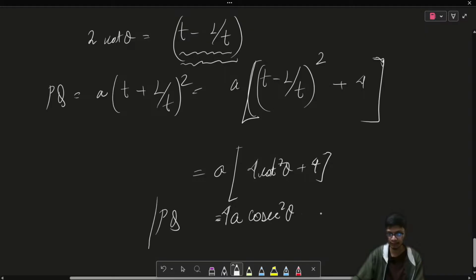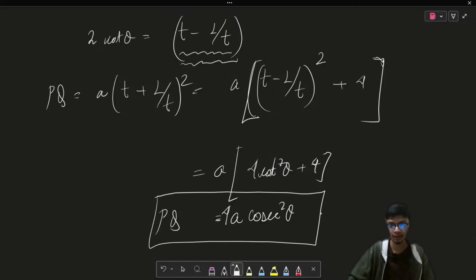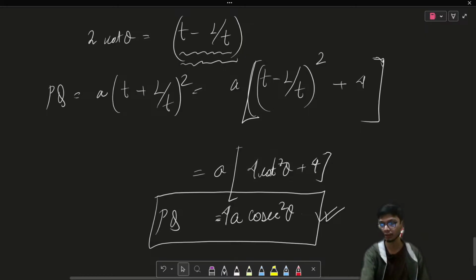So this is also going to be the length of the focal chord whose angle with the x-axis is known to us, right? If I know the angle that the focal chord makes with the positive x-axis, in this manner also I can easily find the length of the focal chord without having to go into the details of finding the parameter t, right? So I hope this is clear to all of you.